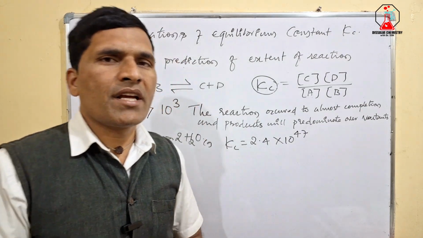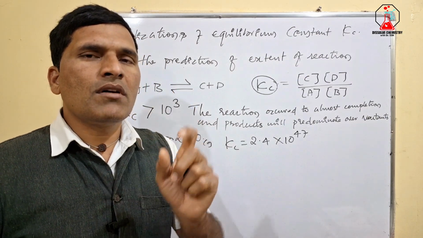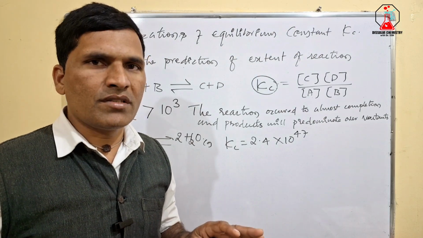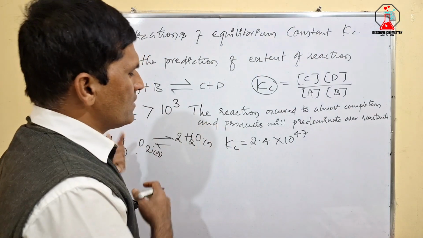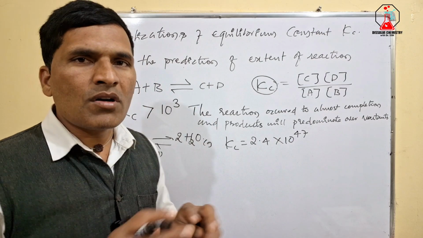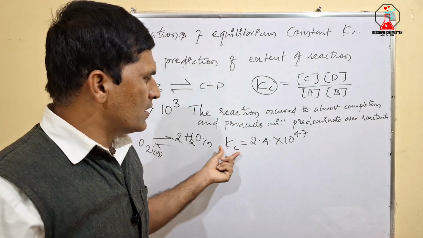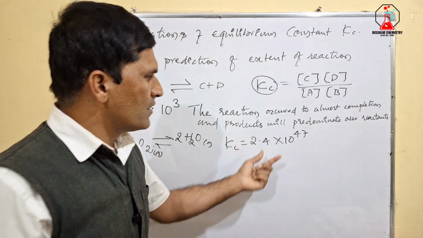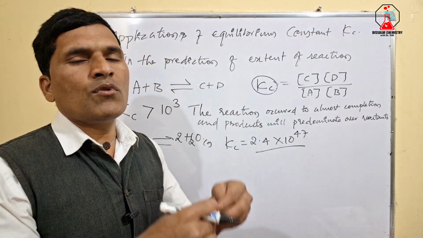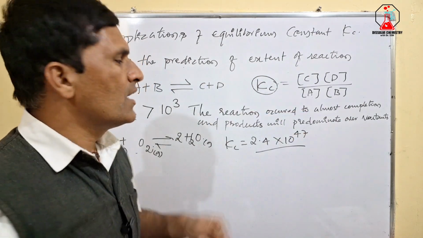One point you should note before going to the next example: the equilibrium constant value never speaks about the rate of the reaction. It will not give any information about the rate, or how much time it has taken to attain equilibrium. We are not bothered about that. Only at equilibrium does the equilibrium constant value indicate that the reaction is on the verge of completion, and hence it has attained equilibrium at that moment, and we got this Kc value.